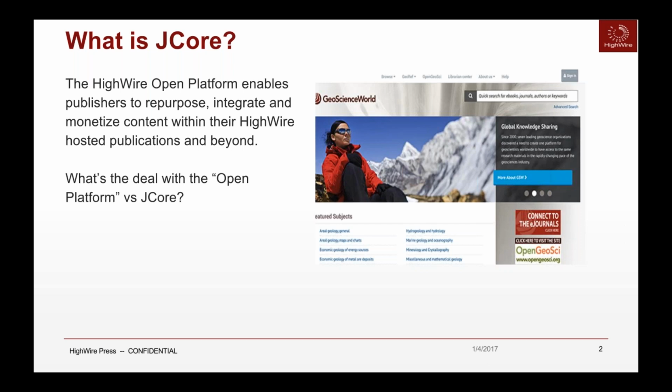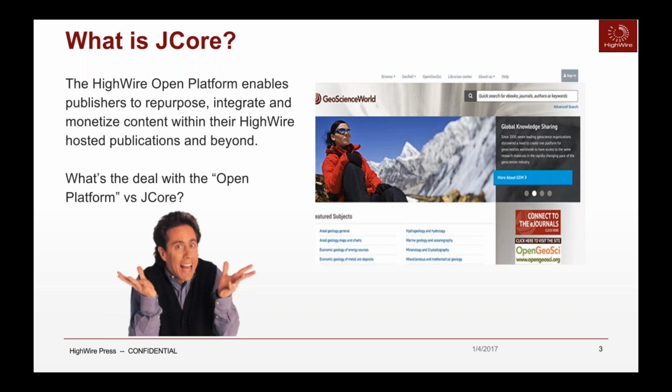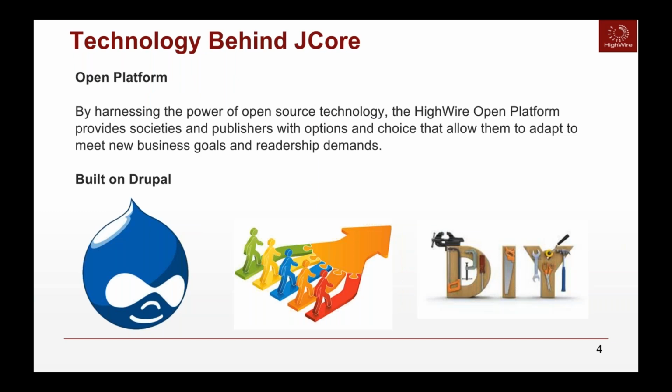JCore is the open platform, and a lot of people ask what's the difference. Externally, we'll talk about it as an open platform. Internally, we talk about it as JCore, and a lot of our customers know it as JCore. So if you hear those things, they're pretty interchangeable. For the most part, you'll hear JCore. So we've got open platform meaning open source, so we're using open source technology, and we allow a lot of options and flexibility, and so it's adaptable to our publishers' needs and our readers' demands.